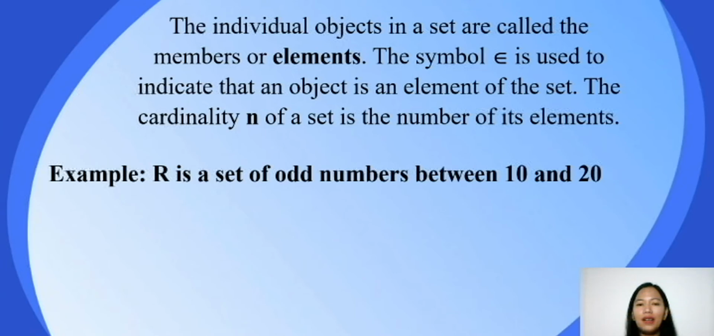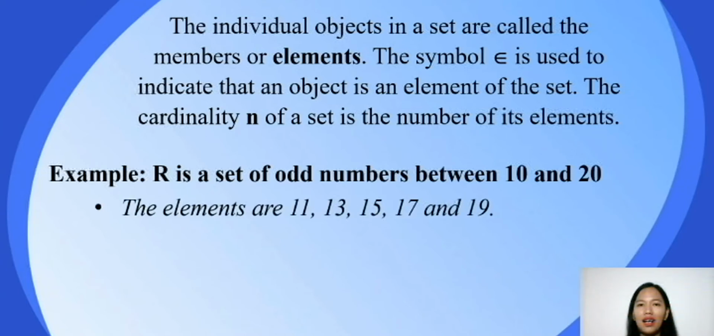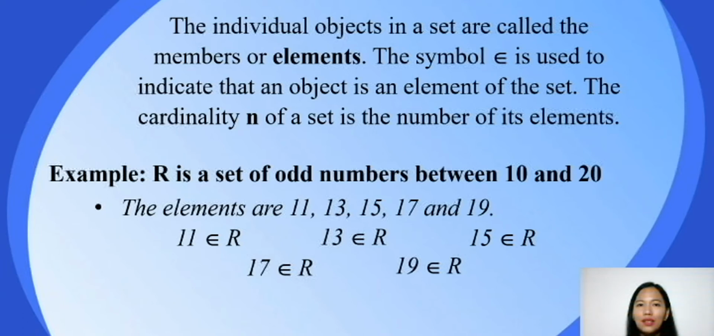R is a set of odd numbers between 10 and 20. Let us identify what are the elements of this set. The elements are 11, 13, 15, 17, and 19. So it means that 11 is an element of R. 13 is also an element of R. 15 is also an element of R. And same with 17 and 19. So that is how we are going to use the symbol for element.